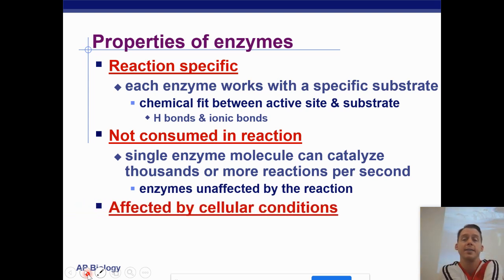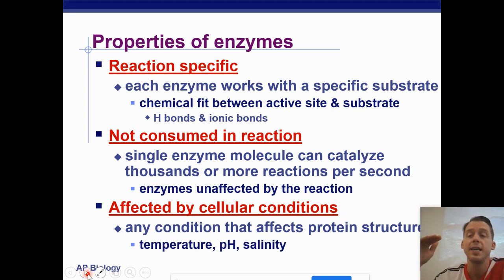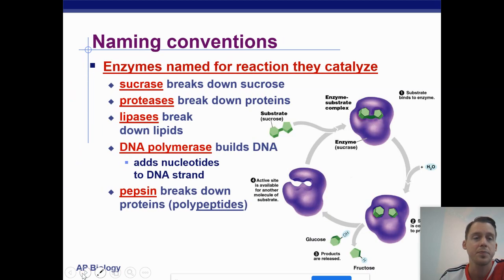What can affect an enzyme is the conditions in the cell. Remember, an enzyme is a protein, and proteins have a specific shape. So enzymes don't want to denature. Any condition that affects a protein structure could affect an enzyme, such as temperature, pH, and salinity. So we need our cells to stay at homeostasis so that our enzymes remain unaffected and usable. Any change to homeostasis could affect our enzymes.